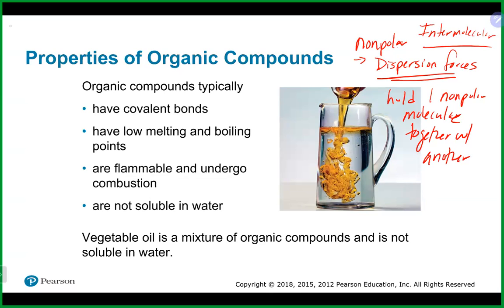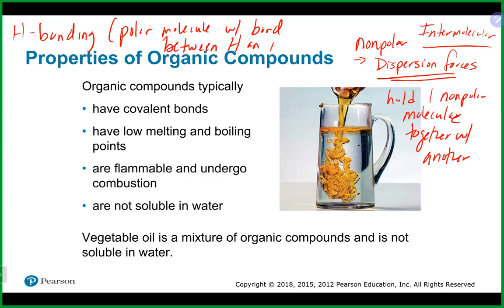The strongest is hydrogen bonding, which is a polar molecule with a bond between hydrogen and nitrogen, oxygen, or fluorine. That is the strongest intermolecular force you could have. Dispersion forces is the weakest.